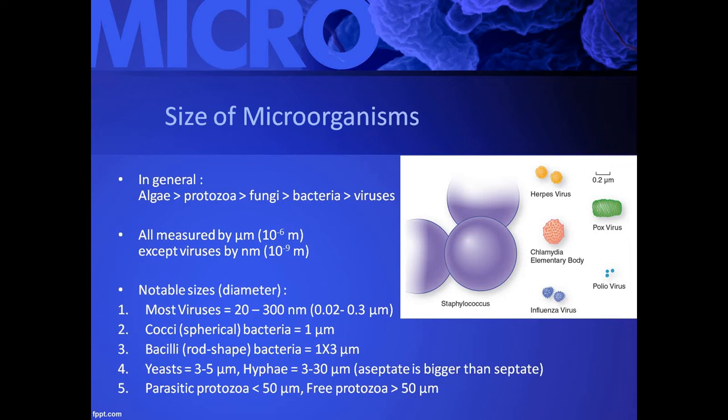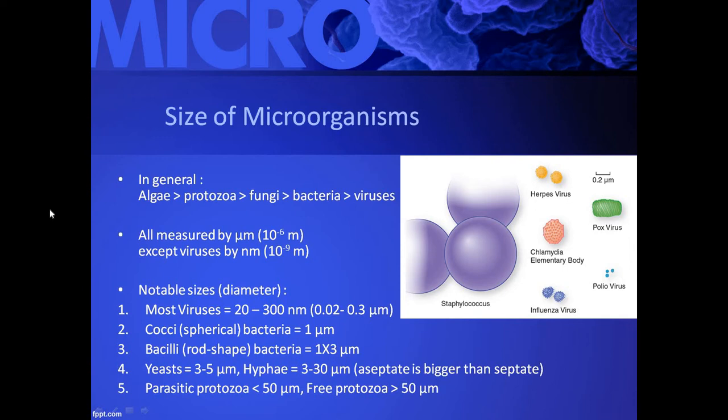All microbes are measured by micrometer, which is 10 to the power of -6 meters, 1 part in a million meters, except viruses, which are measured by nanometer, 10 to the power of -9 meter, 1 part in a billion parts of a meter. These are the notable sizes that you have to memorize. Most viruses measure from 20 to 300 nanometers in diameter.